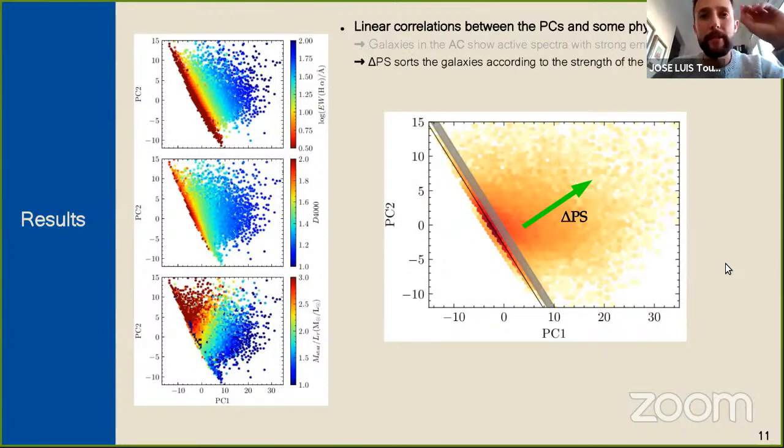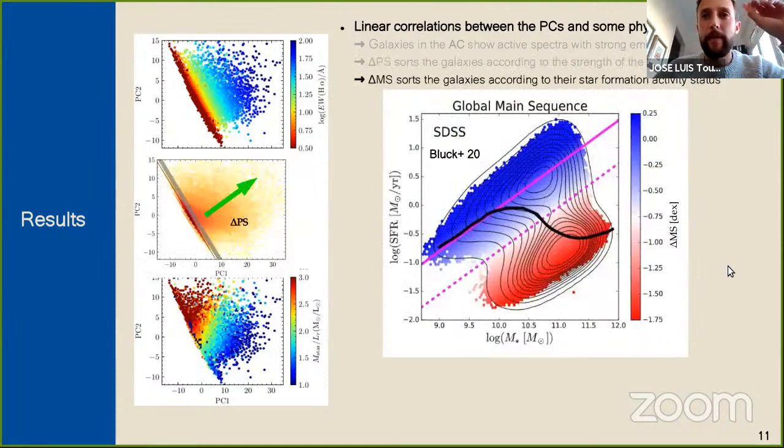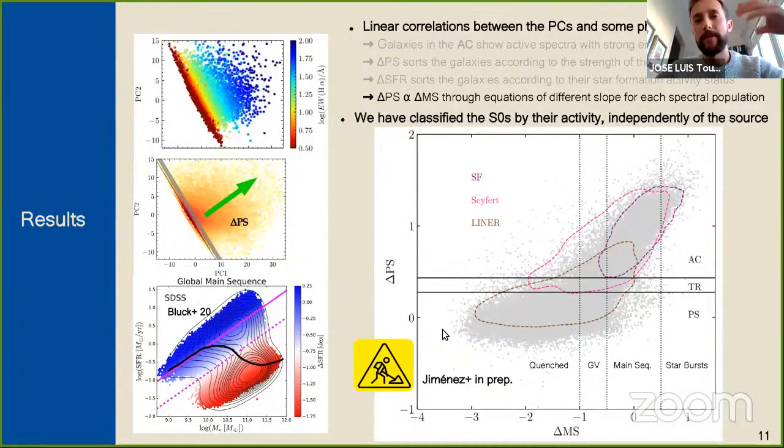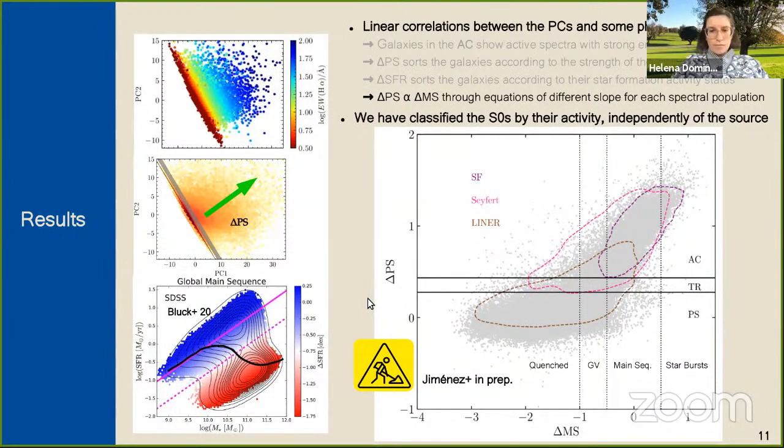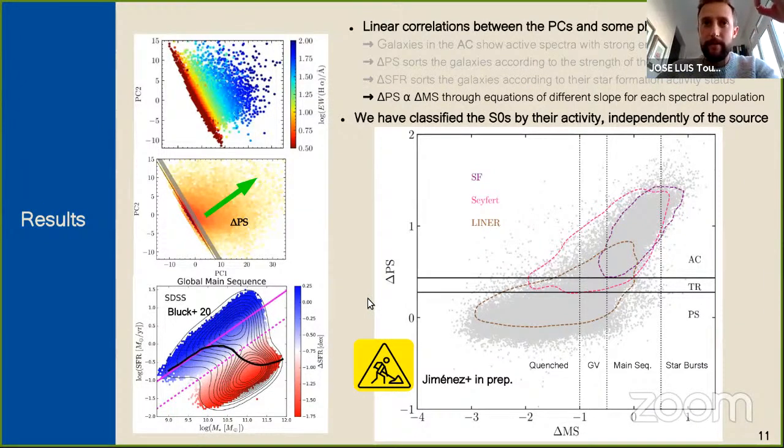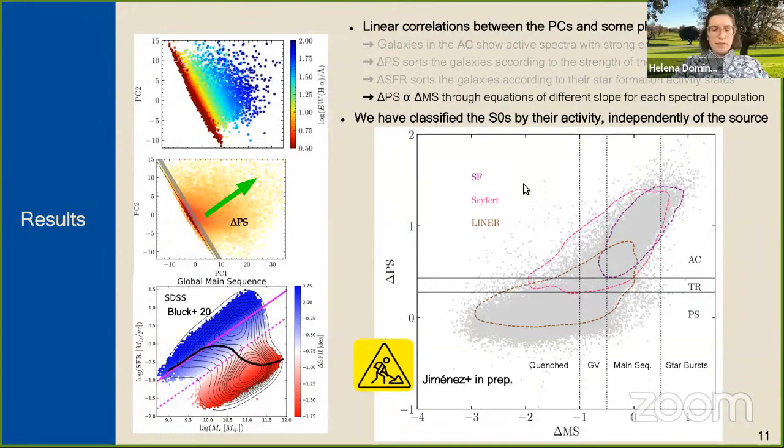Yeah. Let me add just one thing. Remember that our classification is a spectral classification. So we have found that the property that matters more in this classification is precisely the star formation rate. And this classification is sorting the galaxies according to the activity, but we are missing somehow the mass here. Okay, good point.